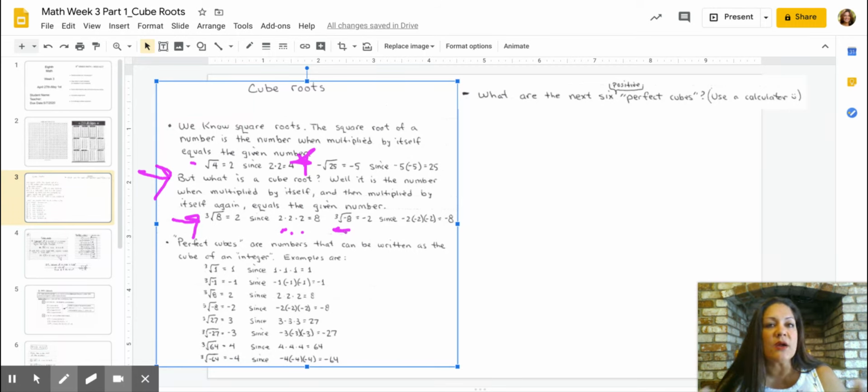When we had square roots, a negative times a negative equals a positive. Well, here we're adding a third time, so it's going to be a negative. So it does matter if it is positive or negative.